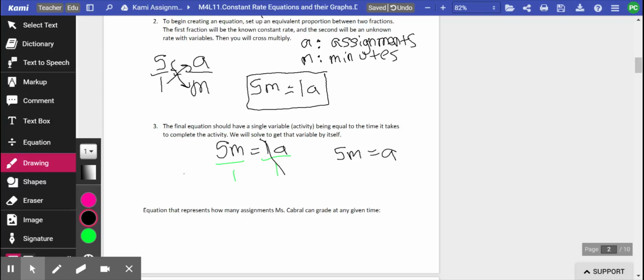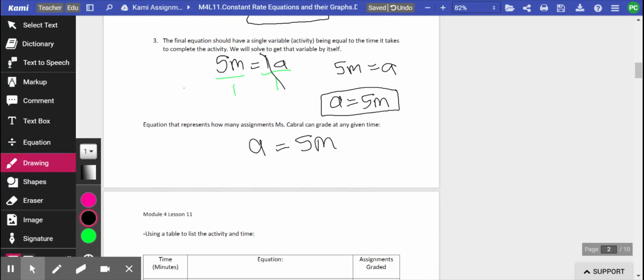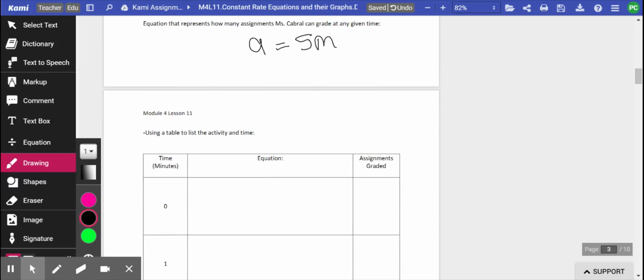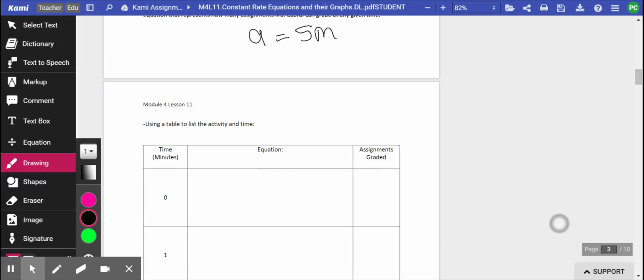So my equation, I'm going to turn this around. I'm just going to switch it up. A equals 5M instead of 5M equals A. This is the equation that I'm going to use. I want to use the equation A equals 5M because what that stands for is the assignments I can grade is equal to my rate, remember, my 5 assignments a minute, times how many minutes I've been grading. So that equation is going to allow me to solve for how many assignments I can grade at any point in time. Now, to start finding some different values for that, I'm going to take it to this chart here.